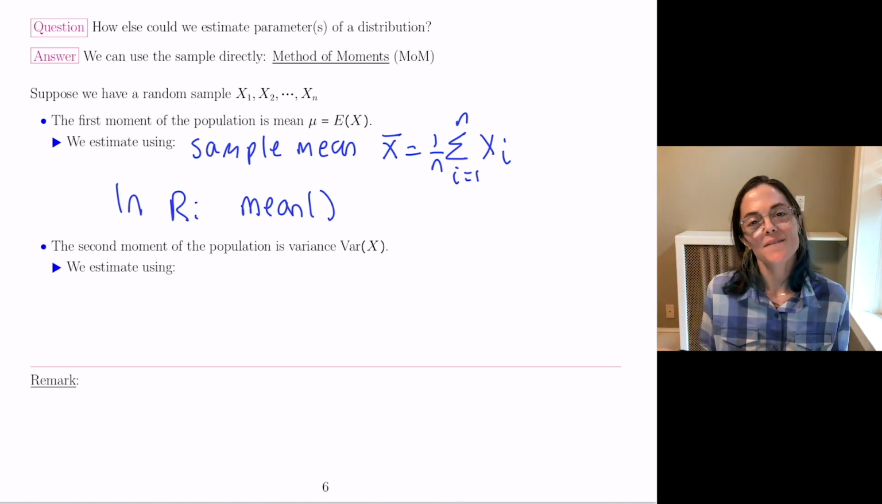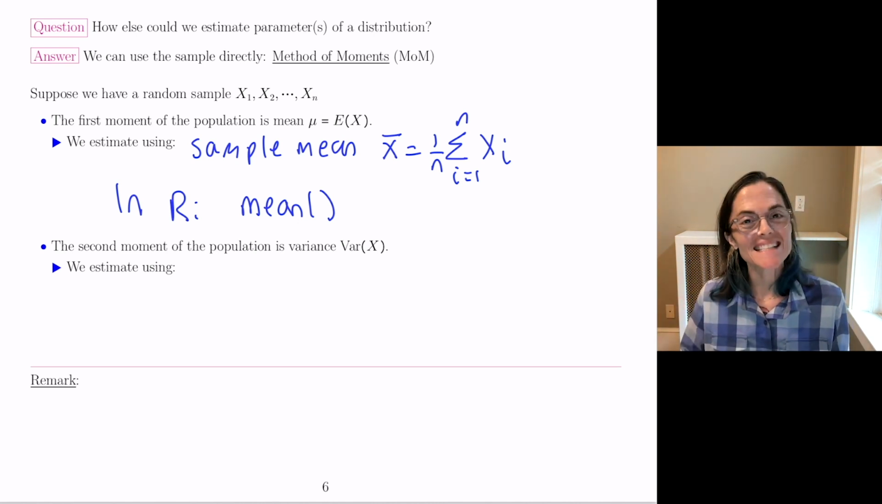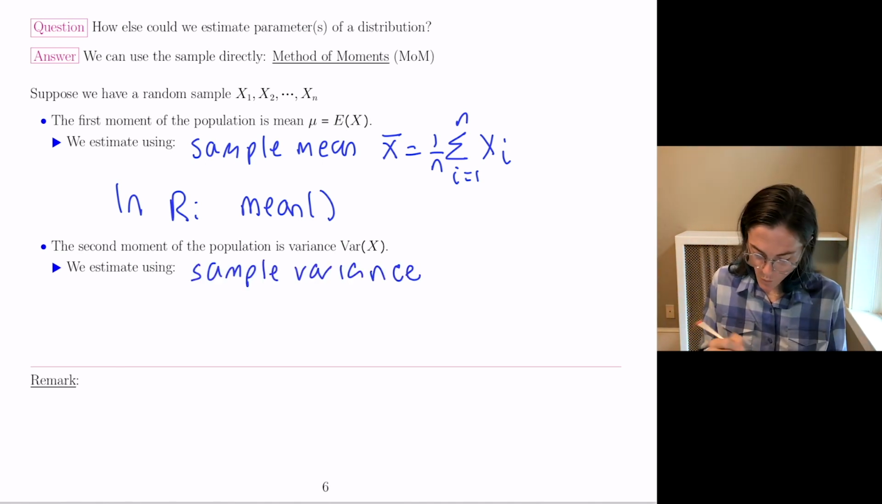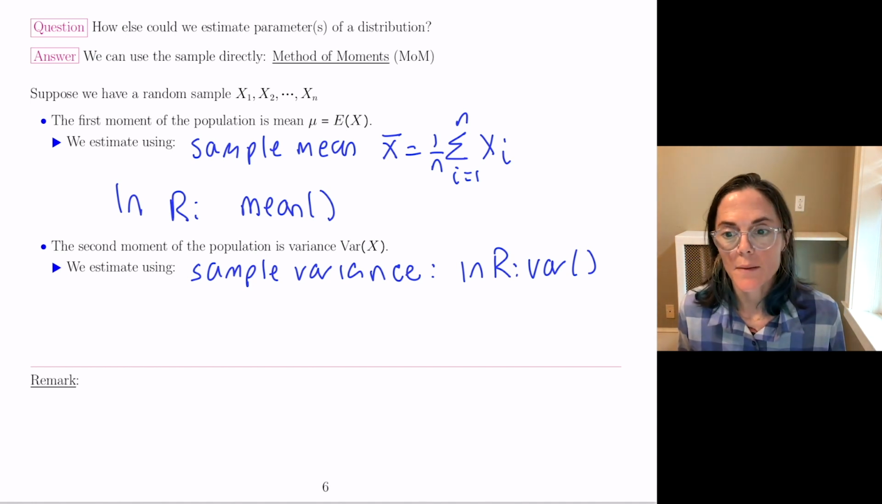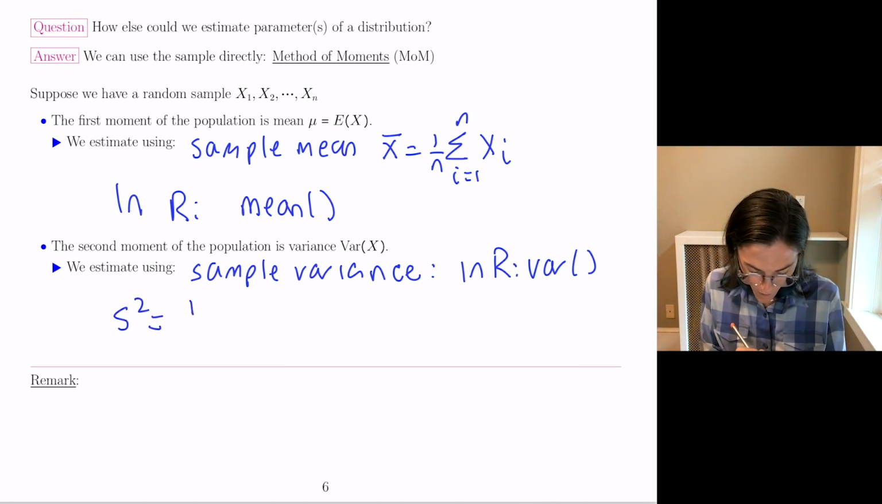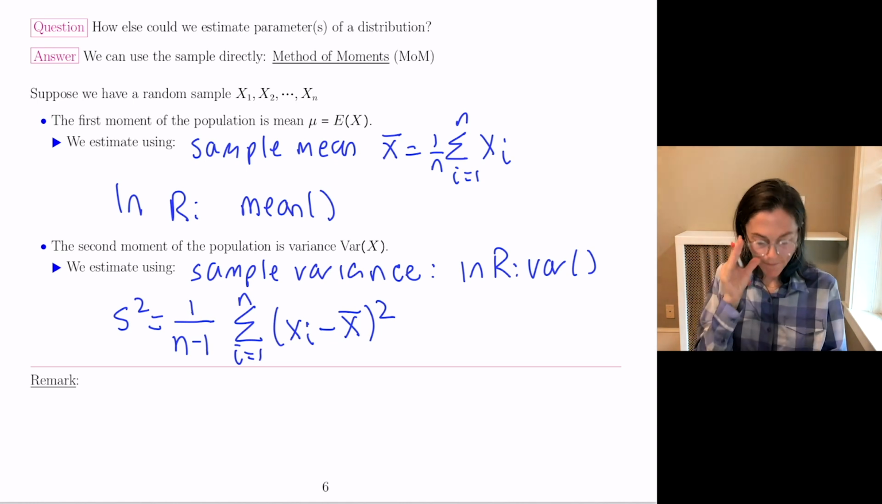Now, the second moment of the population is the variance. And we can estimate, as you can imagine, using the sample variance. So what is the sample variance? Well, in R, we have used this command. However, as a formula, the sample variance is typically referred to as s squared. We have a 1 over n minus 1. And then you add up i equals 1 to n of xi minus the mean squared.